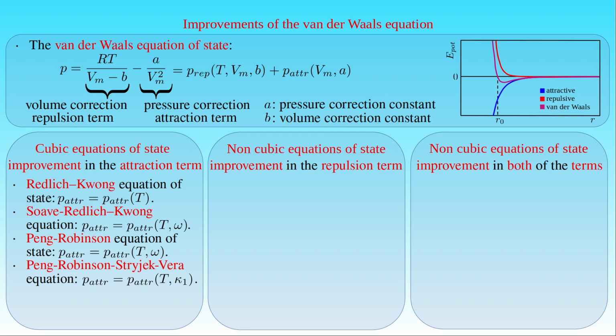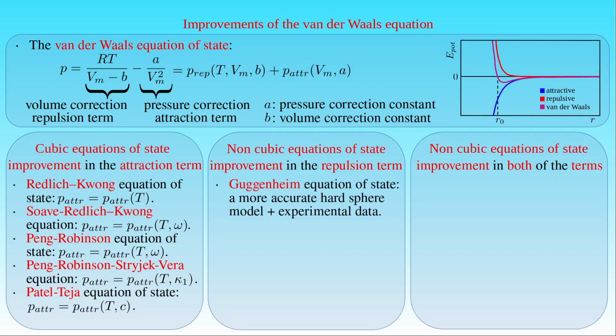The last cubic equation of state we talk about is the Patel-Teja equation, where a third parameter C is introduced in the attraction term of the equation, providing substance-specific critical compressibility factors based on experimental data. Then we will present three non-cubic equations of state where only the repulsion term is modified, starting with Guggenheim's equation of state. In this equation, a more accurate model is provided for the hard sphere interactions between molecules, and some experimental data are applied in the thermodynamic calculations with the repulsion term as well.